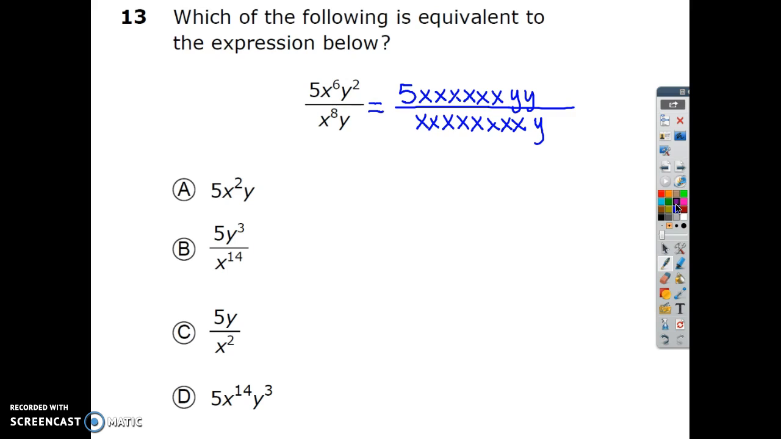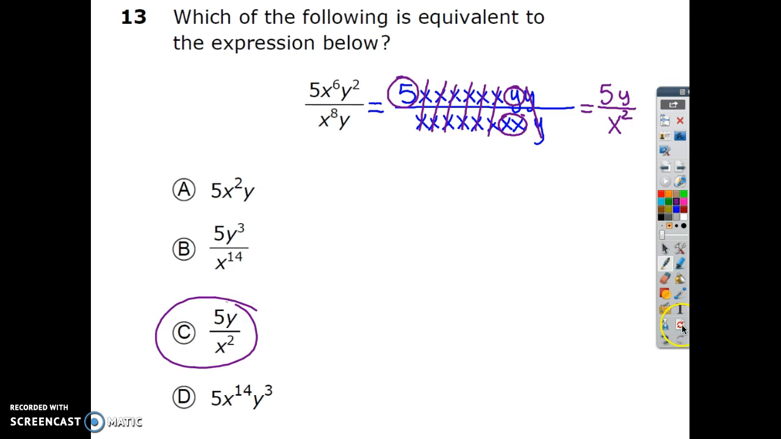You cross out top and bottom. So if you have an x on top and an x on bottom, they cancel because x divided by x is 1. Cancel, cancel, cancel, cancel, cancel. And I can cancel one of the y's. So that leaves me with a y on top and 2 x's on bottom and a 5 that you don't have to divide. So the only one that says you have a 5 on top, a y on top, and 2 x's on bottom is C.